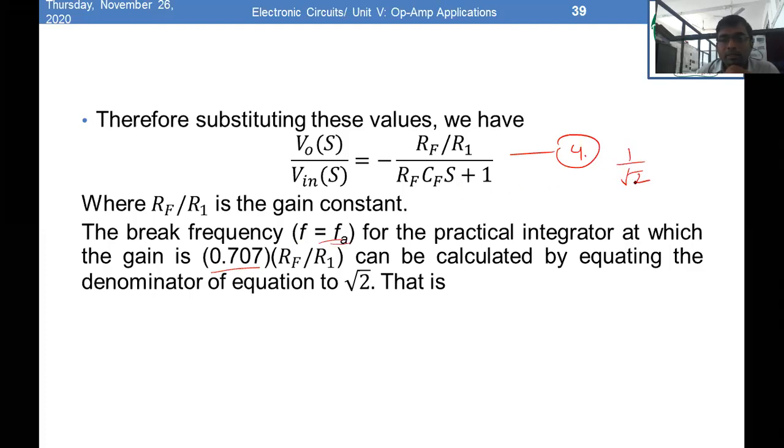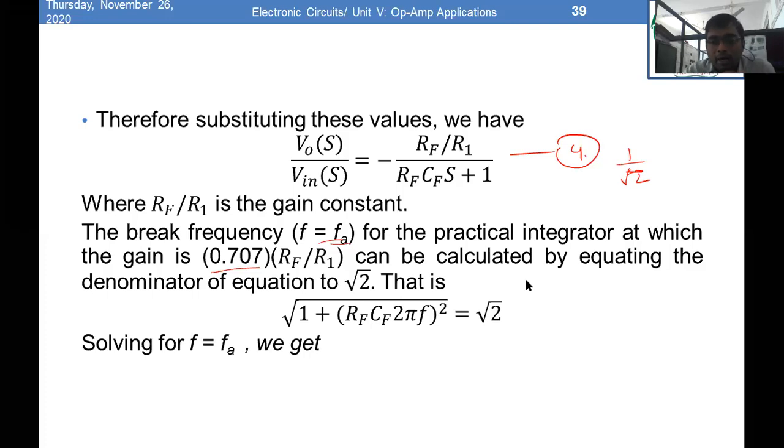So you can say that the denominator is equivalent to root 2. So when you do this, you only have to take the amplitude part. The amplitude of this equation has the denominator square root of 1 plus (RF CF S) squared. Instead of that, you have to use (2 pi f) squared equivalent to root 2. That gives you the frequency f equal to fa, which is called the breaking frequency. Actually you get fa is equal to 1 upon 2 pi RF CF.